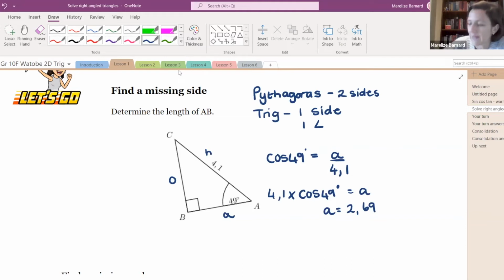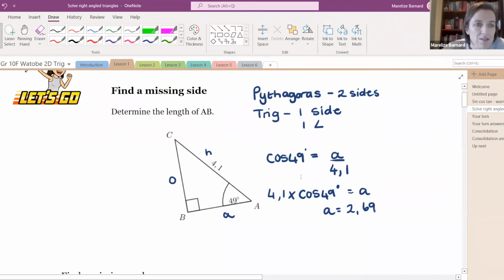2 decimal places. Right. Can I get a thumbs up or a thumbs down in the chat? See how we are doing with finding sides in a triangle. Please put a thumbs up or a thumbs down in the chat to show me how you are feeling about this. Wonderful. Thumbs down from Bokamuso, sorry.